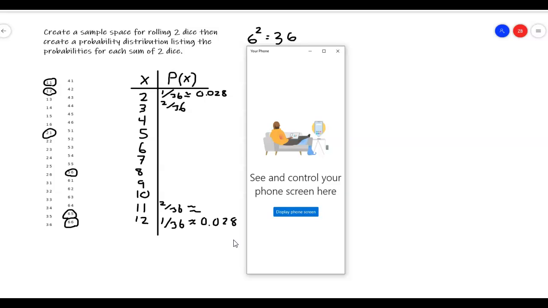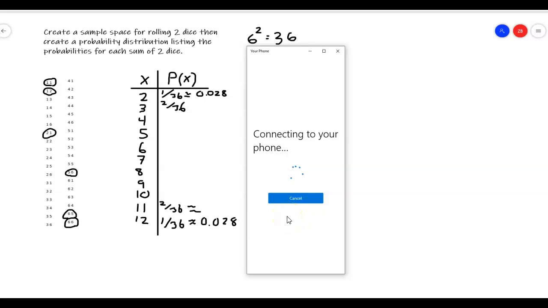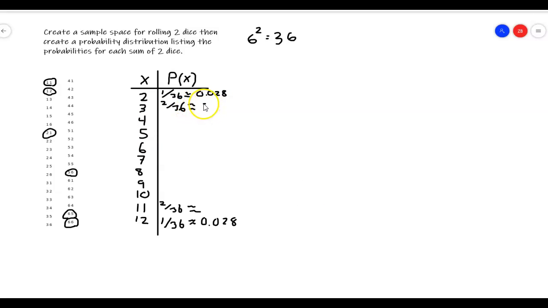2 divided by 36 is 0.0, rounds to 0.056. So 0.056, and this one will be the same, 0.056. And we'll see if we keep doing this, that it'll keep working out the same.